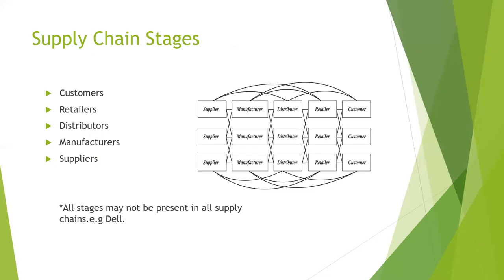For example, vegetables. And the retailer also can get directly from the supplier. So each and every stage is interlinked together. This is what is called the supply chain web or supply chain network.